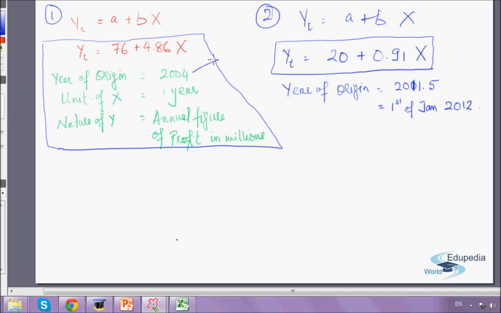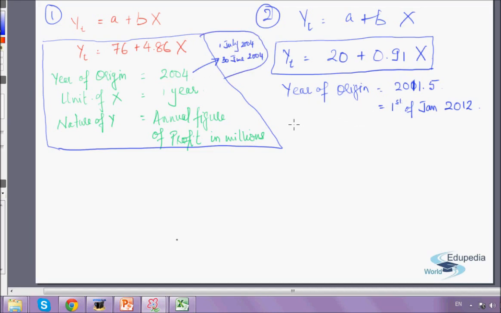In the same way, when we are writing the whole year as the year of origin, as in the first case, this would mean that it is the middle of the year 2004. Middle of the year 2004 means the 1st of July 2004, or say the end of June 2004. So we need to be specific, and this is the way we write. So this is our year of origin.